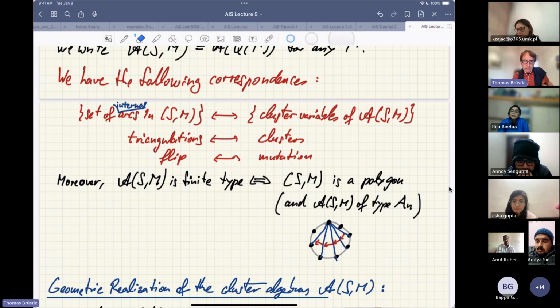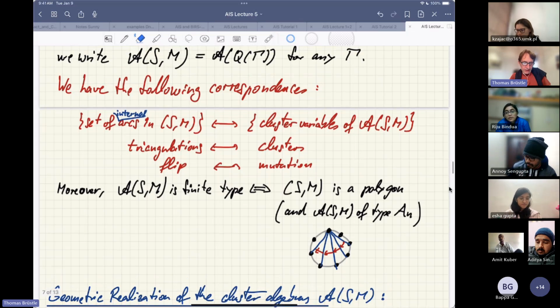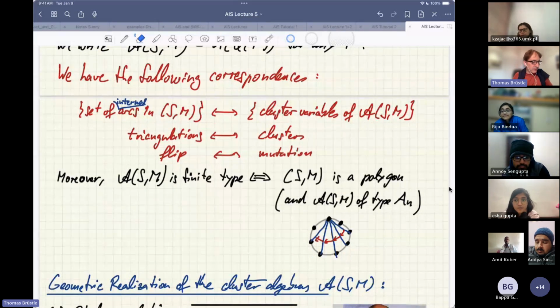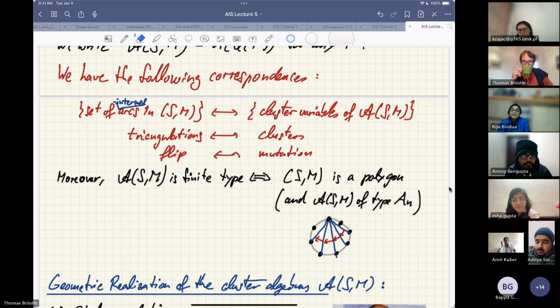So Regio already indicated this looks like something that we did earlier for the polygon case. And I want to address this. There's a kind of geometric realization of those cluster algebras. And this also answers a request of Amit. I should say something about the history of those geometric realizations.